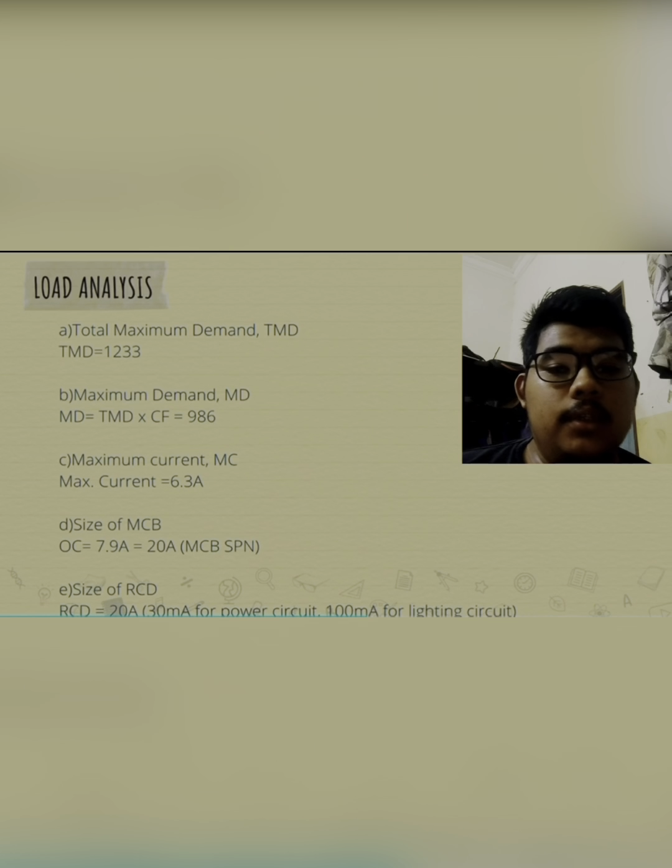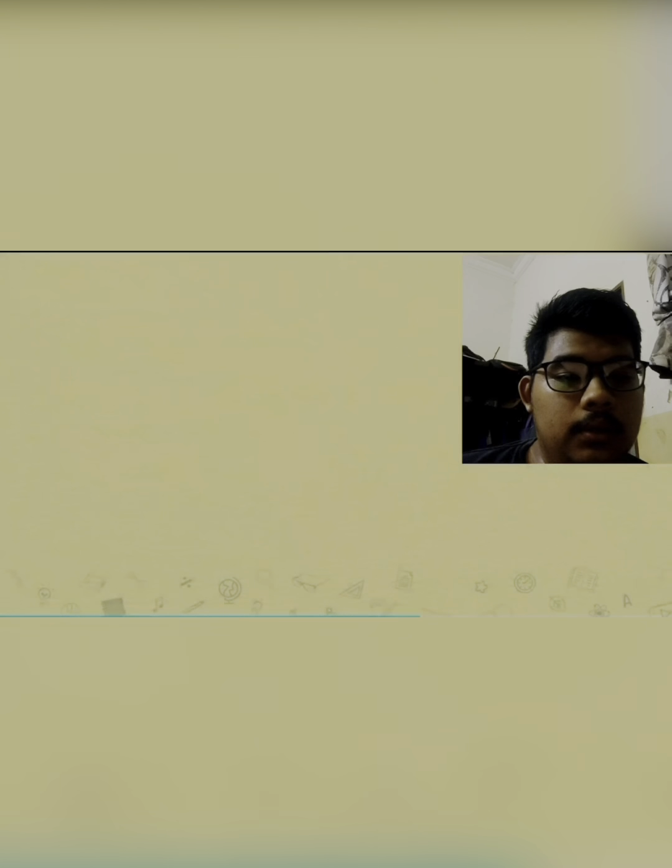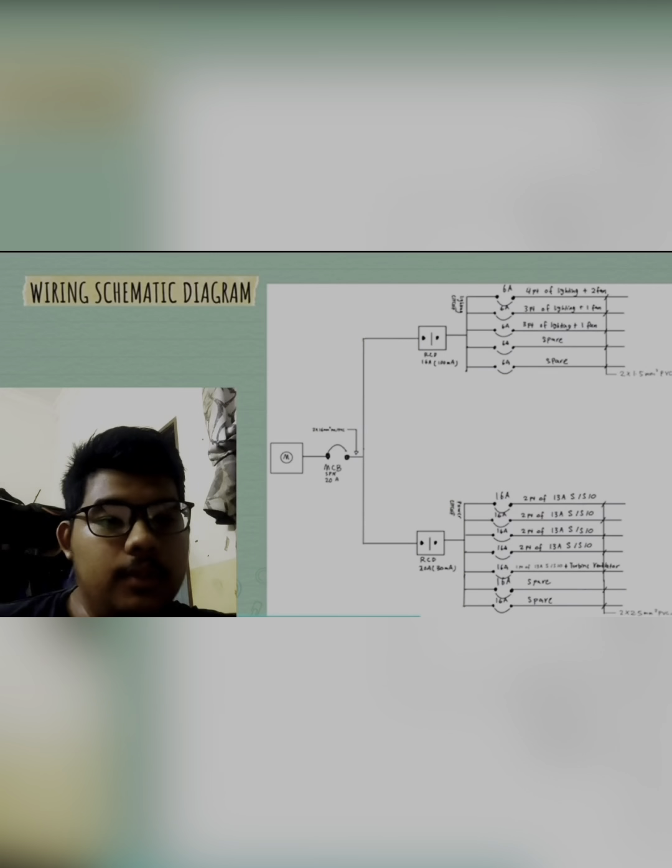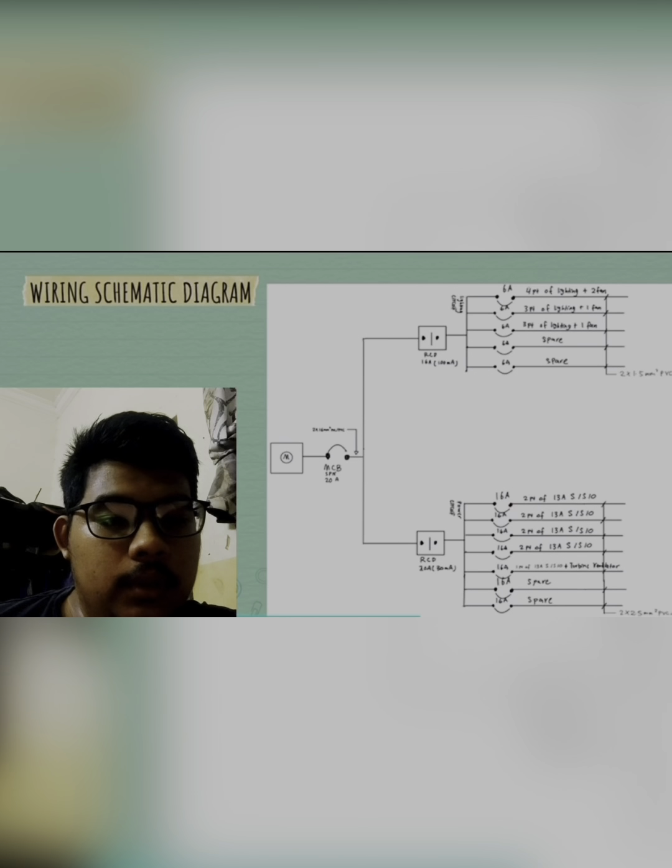Next is the wiring schematic diagram. This is the wiring schematic diagram for Mr. Ahmad Nisfu's house. This is the lighting circuit, and at the bottom is the power circuit.